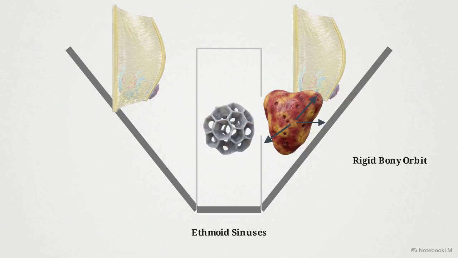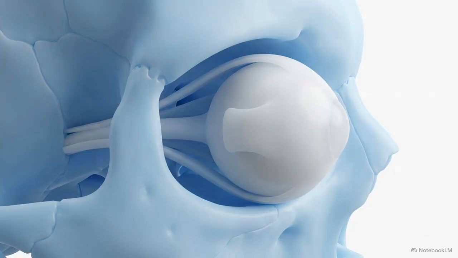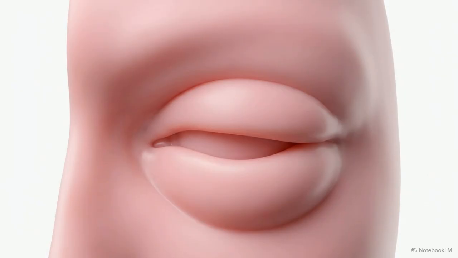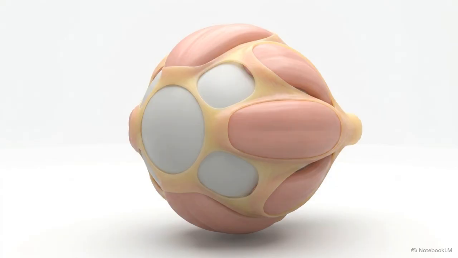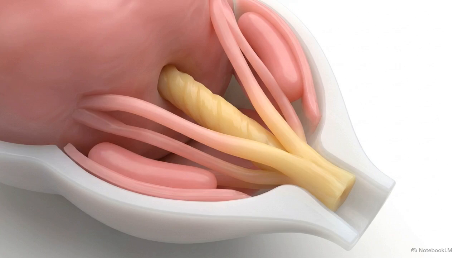This internal mass effect physically shoves the globe forward and away from the infection site, most commonly in a lateral and downward direction. This outward displacement, or proptosis, is a cardinal sign of the disease, though it can be easily hidden by the severe swelling of the eyelids. As the inflammation spreads through the compartment, it infiltrates the extraocular muscles themselves. This leads to painful ophthalmoplegia, a state where any attempted movement of the eye causes severe pain and is physically restricted. The ultimate danger of this rising pressure is the compression of the optic nerve, which can lead to rapid visual impairment and pupillary dysfunction.